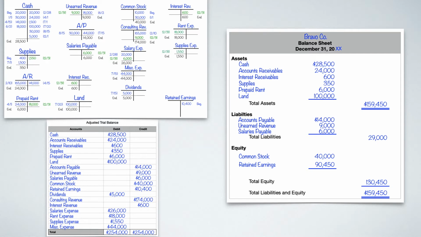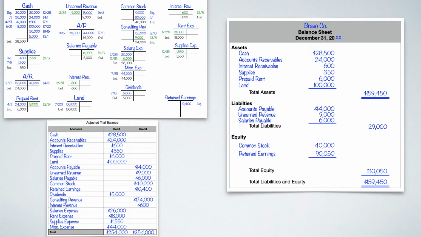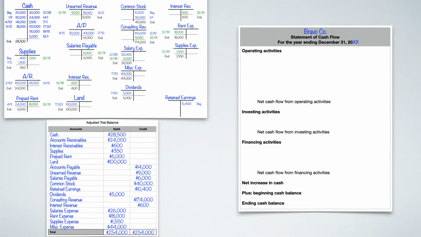All right, finally, we have our statement of cash flow. And in order to do the statement of cash flow, we actually have a better mechanism piece that allows us to do the statement of cash flow a little bit easier.